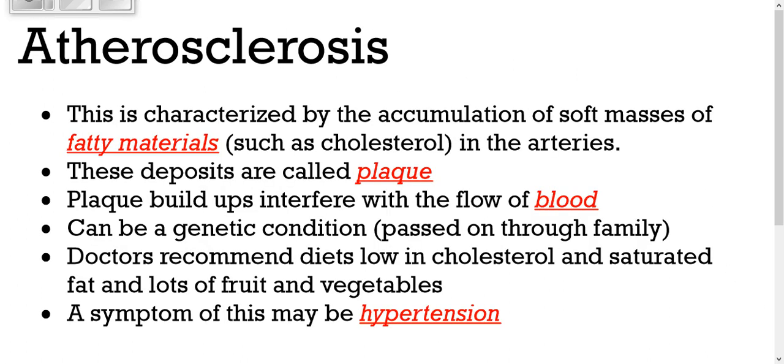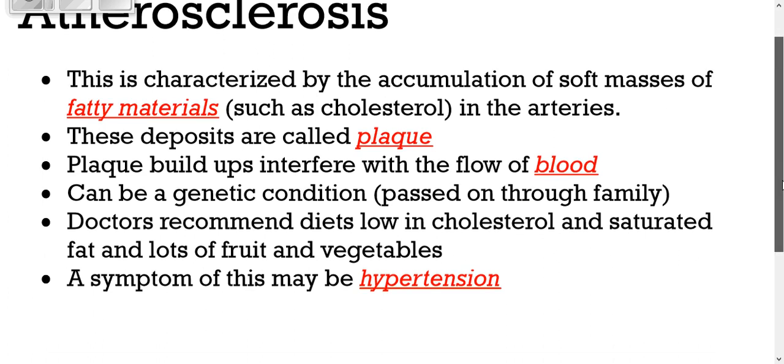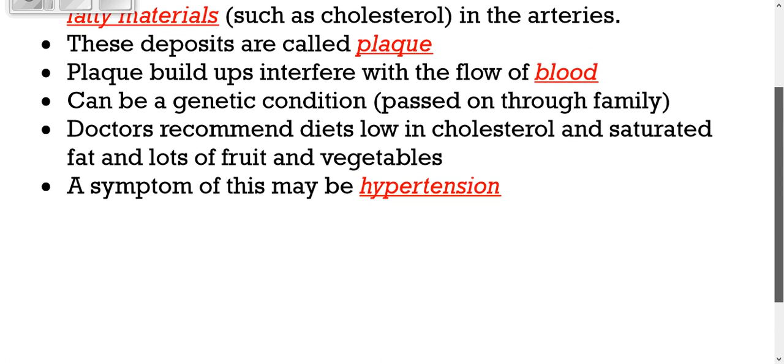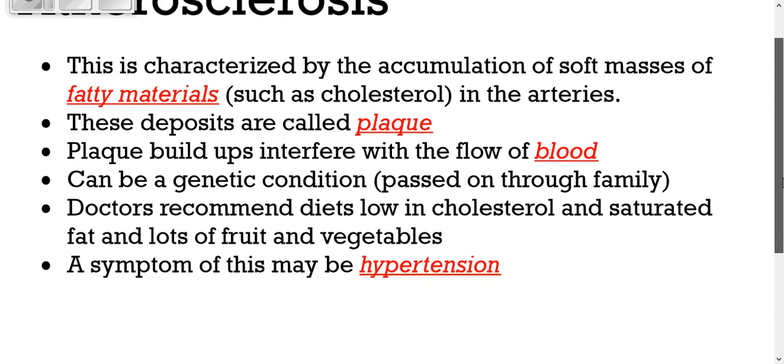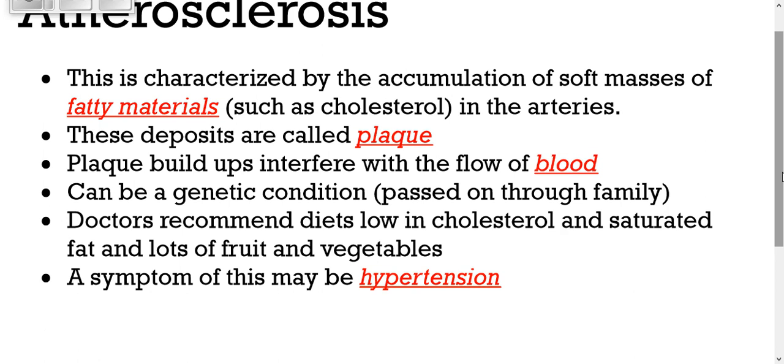So atherosclerosis, this is characterized by the accumulation of soft masses of fatty material, so things like cholesterol, in the arteries. These deposits are called plaque, and the plaque builds up and interferes with the flow of blood. This can be a genetic condition passed through a family. So if you have atherosclerosis, doctors would recommend a diet low in cholesterol and saturated fats and lots of fruit and vegetables.